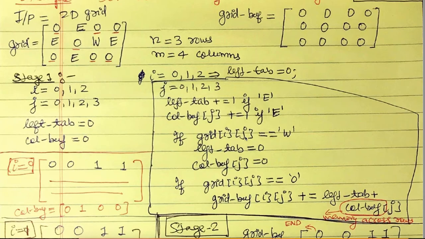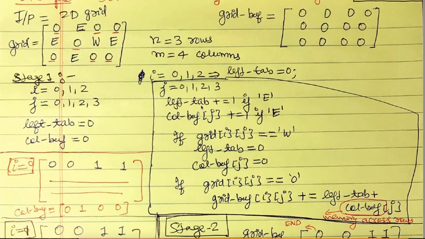It can be 0, it can be E, it can be W, and depending on these three values we will be doing some operation. So let's say I got an E, which is enemy. If any grid[i][j] element becomes enemy, what I will do?